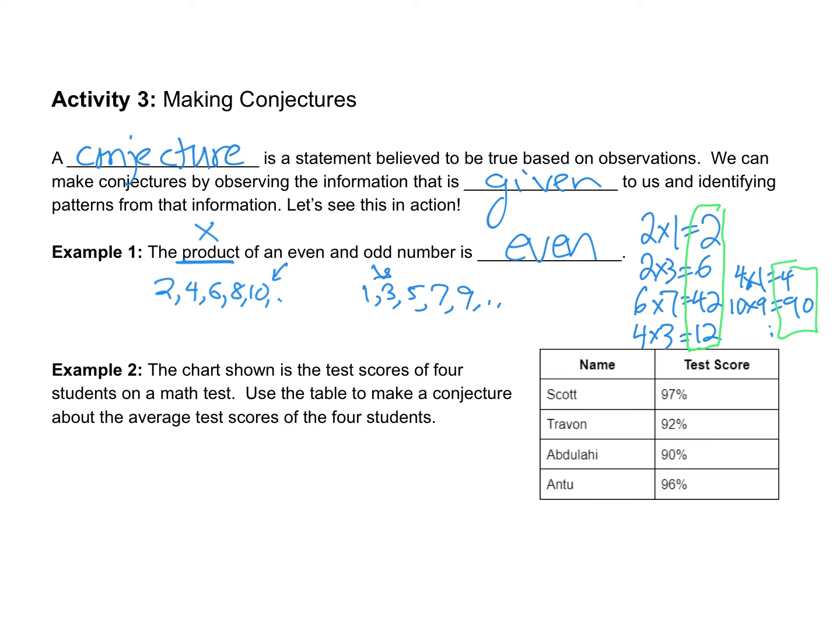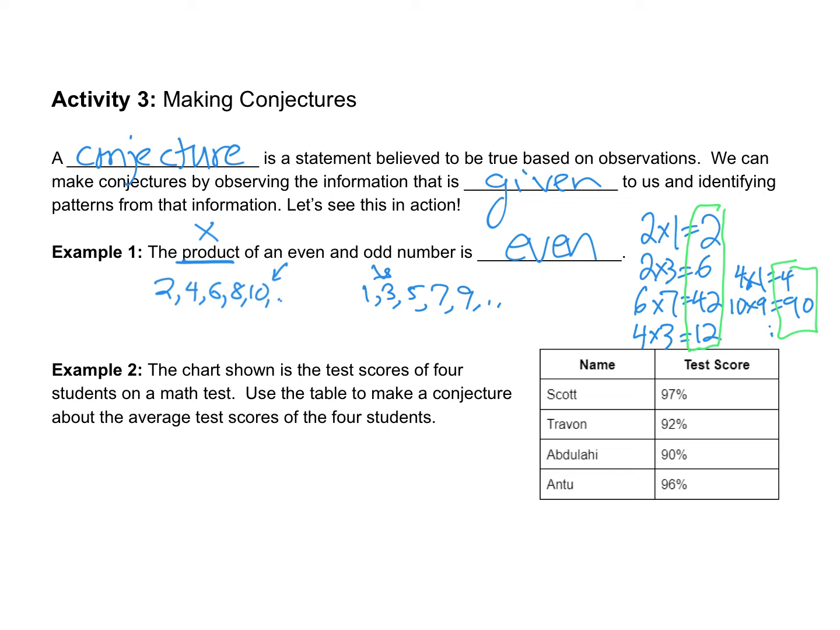2, 6, 42, 12, 4, and 90. Those are all even numbers. None of them are odd. And if we made a few more observations, you would find the same thing to be true about all the products, no matter which even and odd number you multiplied. So that is our conjecture. And now, this data doesn't prove that our conjecture is true, but it's a smart conjecture based on the data we have, or the observations we have.